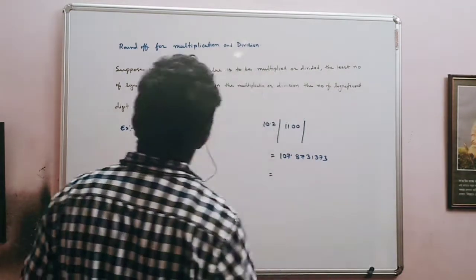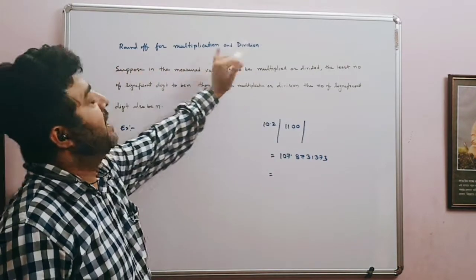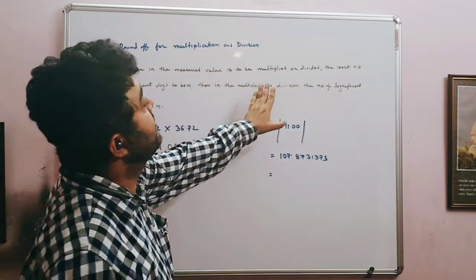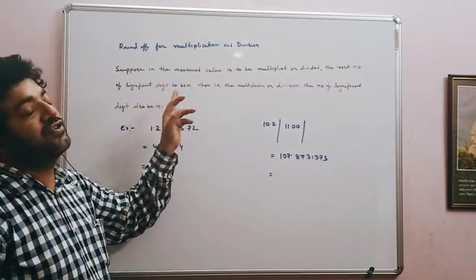Next rule is very important. Round off for multiplication and division. Suppose the measured values are to be multiplied or divided, and the least number of significant digits is n.